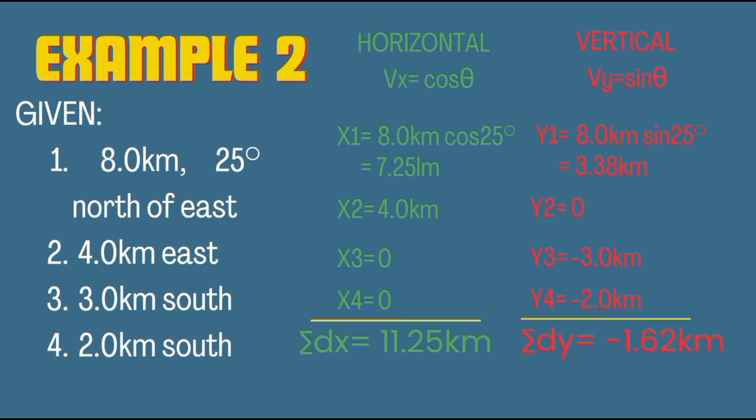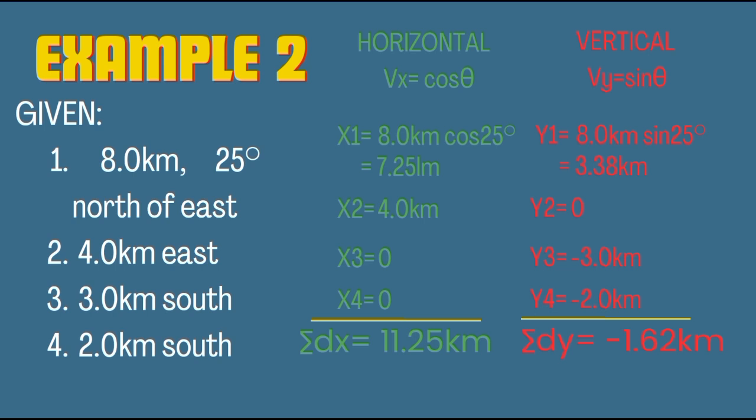So the horizontal or x-axis formula is Vx equal to V cos theta. For the first x, it will be 8 kilometers cos 25 degrees, which the answer would be 7.25 kilometers. And for the vertical or y-axis, Vy is equal to V sin theta, so y1 will be 8 kilometers sin 25 degrees, which the answer would be 3.38 kilometers.